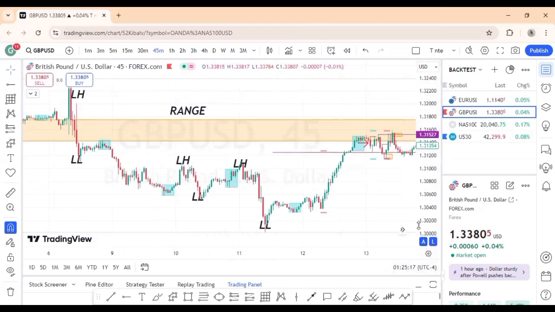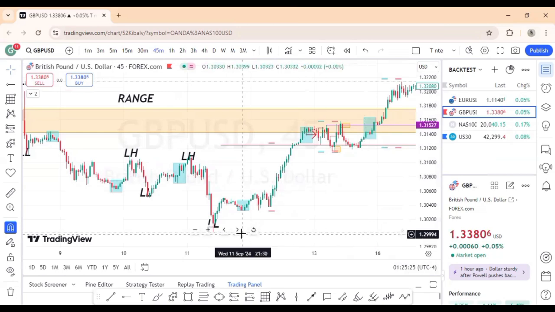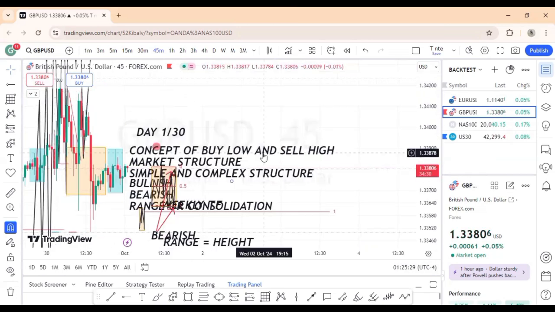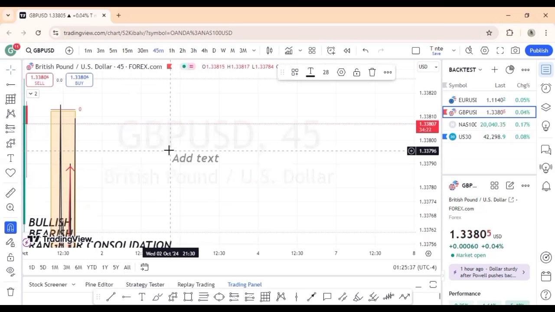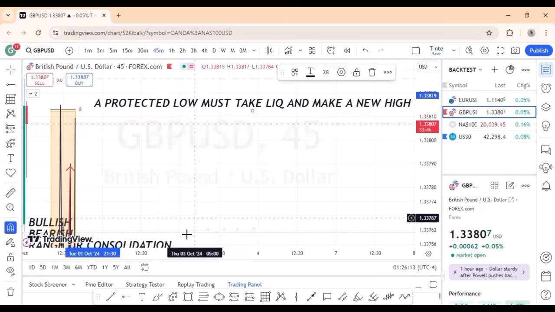So now let's talk about what we call complex market structure. I will not be able to exhaust this one today, right? I'll just touch a bit on it so that you guys will not be left out. We're not going to go deep into it. Now, in the complex structure, we are abiding by four rules. The first rule is that a protected low must take liquidity and make a new high. I will explain this to you. Don't worry. Just write it down. These are the two rules for complex structure.